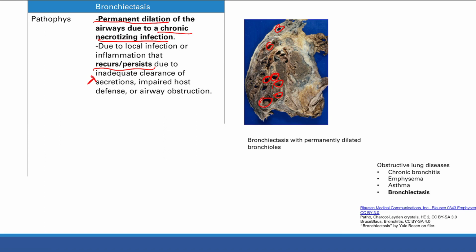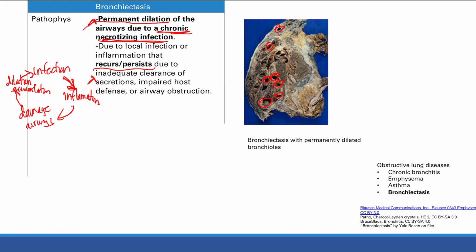Okay? And what's going to happen is you have, let's say you have infection, inflammation, you get damage to the airways. Sorry if you can't read this, I'm trying to write fast. You're going to get damage to the airways, you get dilation, and now you have accumulation of more substances, because now your airways are dilated, and now you're going to be at more risk for infection. So this really nasty cycle is going to lead to recurrence or persistence of infection. So it's a chronic necrotizing infection, and you're going to get permanent dilation, okay?